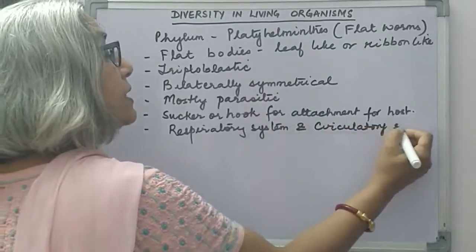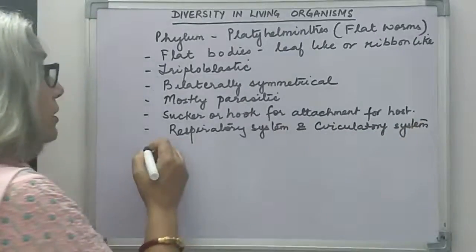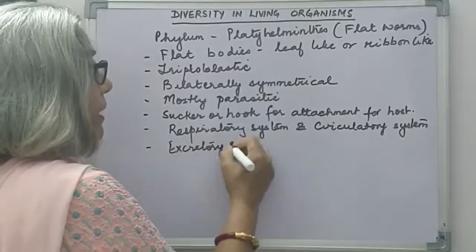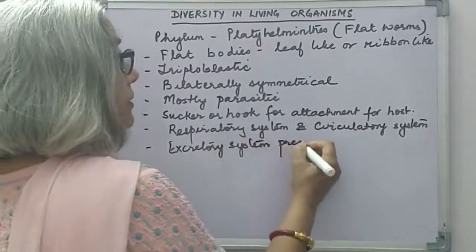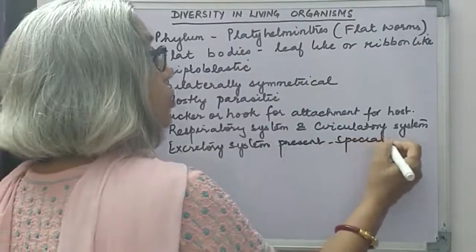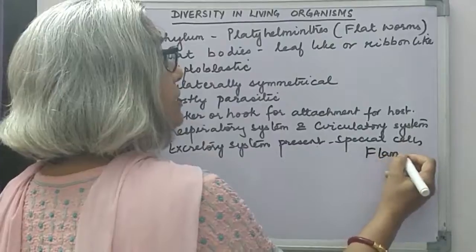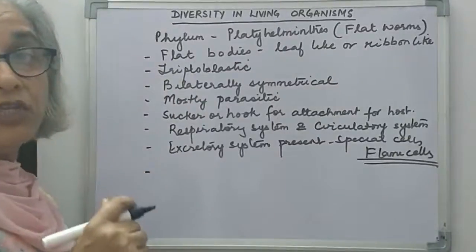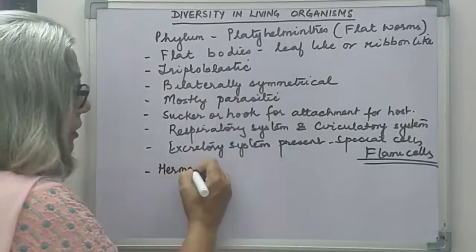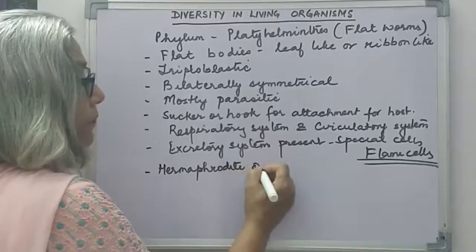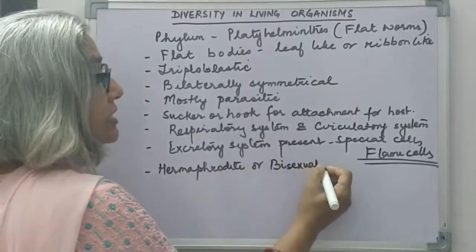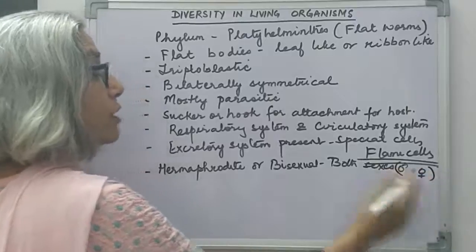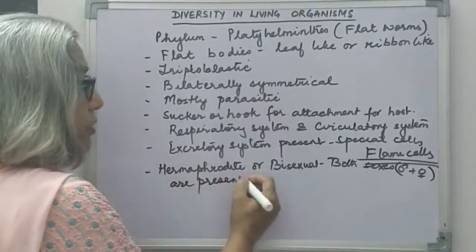Whereas excretory system is developed and a special kind of cells are present which are called flame cells. Excretory system is present and special cells called flame cells are present for excretion. This is an important thing. Besides this, these organisms are hermaphrodite. That is, they are bisexual. Bi means two. Both sexes, that is male and female sex organs, are present in the same individual.